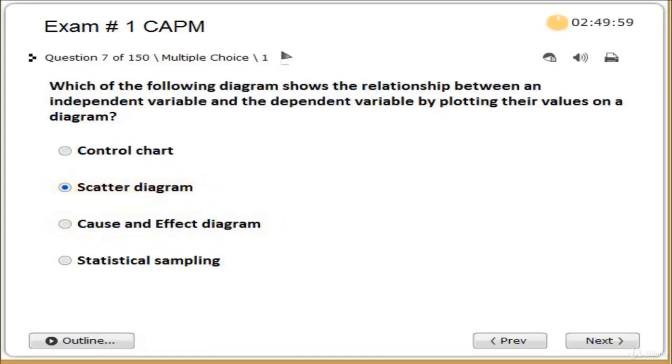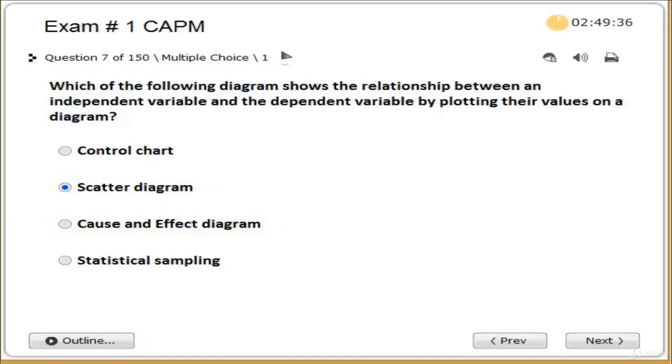Correct answer is option B, scatter diagram. A scatter diagram displays the relationship between two elements as points on the graph. These elements are the dependent and the independent variables. Option A, control chart. Control charts show if the project is stable and predictable.